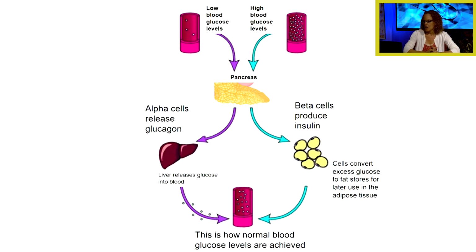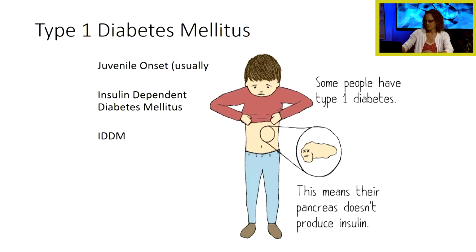So again, we can take a look at these images to help give us an overall picture of how this balance occurs in our blood. Now, this is in a person who does not have a disorder of glucose regulation. So now we are going to define some of the types of dysregulation in glucose.